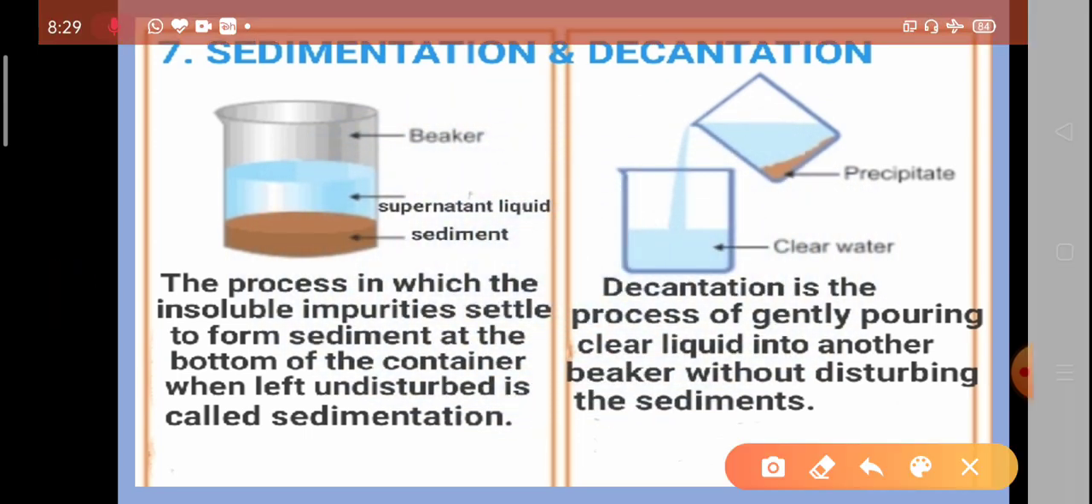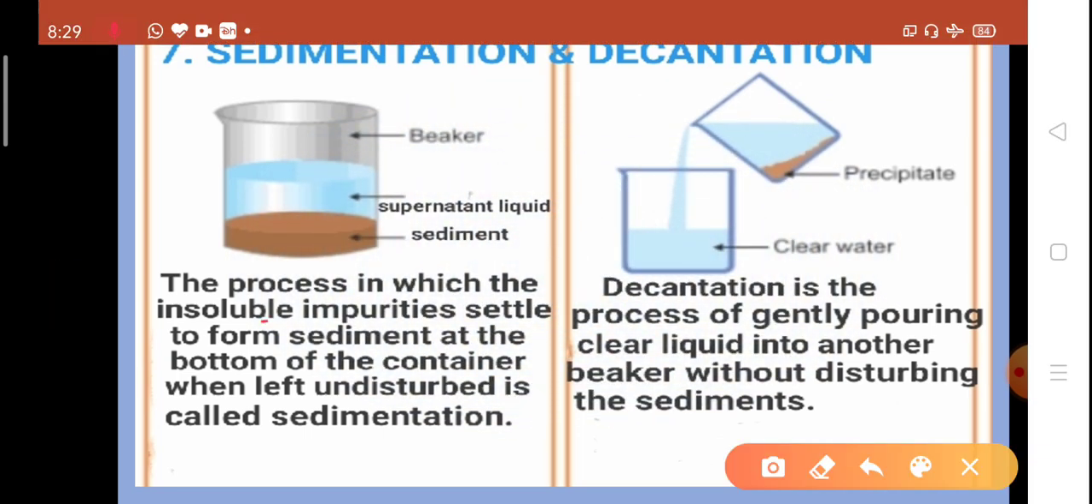The first separation technique that we are going to discuss today is sedimentation and decantation. Sedimentation is the process in which the insoluble impurities settle to form sediment at the bottom of the container when left undisturbed. Here in the diagram you can easily see the mud has settled down at the bottom, and above it the clear liquid, which is known as supernatant liquid, is present. Decantation is the process of gently pouring this supernatant liquid into another beaker without disturbing the sediments.